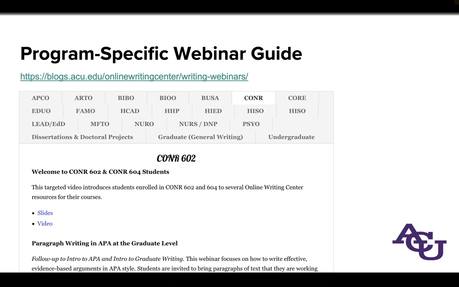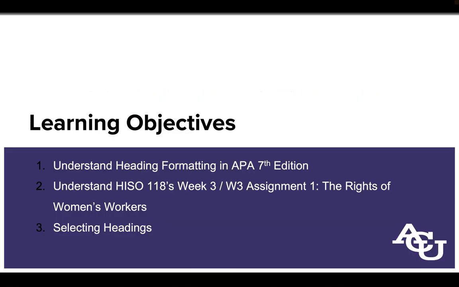We are going to be looking at, first, how to understand heading formatting in APA 7th edition, then looking at a specific assignment that requires that you specify a number of pieces of information with clear organization, and then we'll talk about how to translate that into practice in terms of choosing, selecting, and drafting headings.